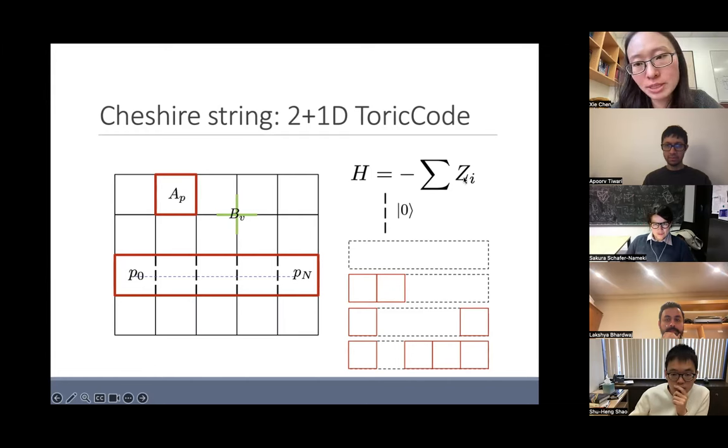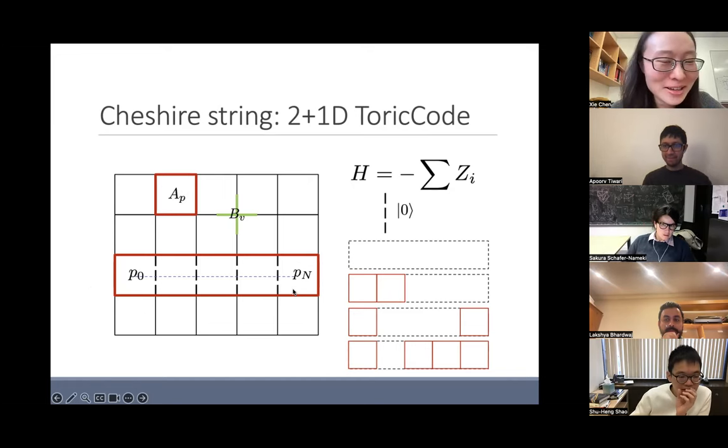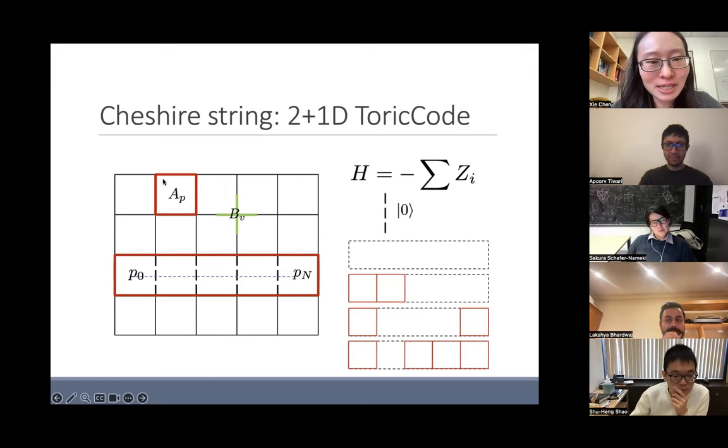These terms, the A terms, they don't commute with the Z, so we throw away all the A's. Oh, we throw away all the A's. I see. Sorry, I'm confusing you about all this. No, thanks. Just want to understand the Hamiltonian. Right, we just throw away all the A's.